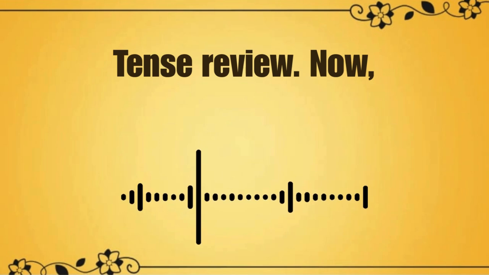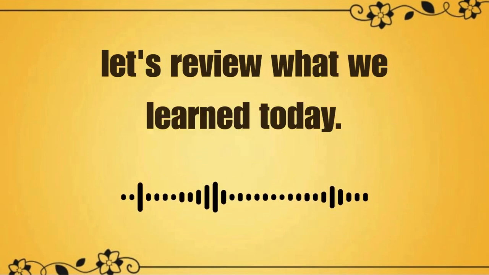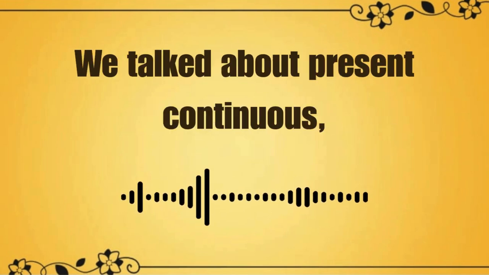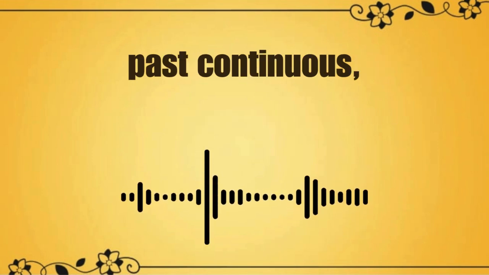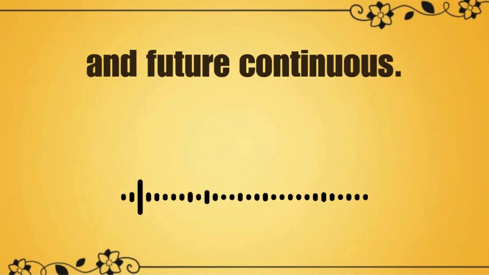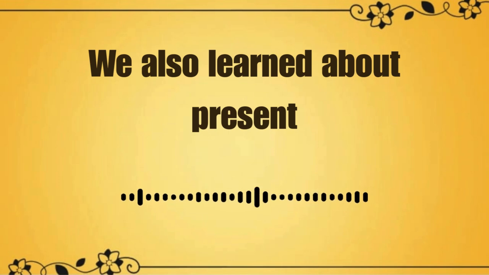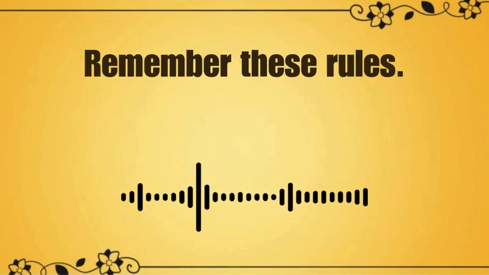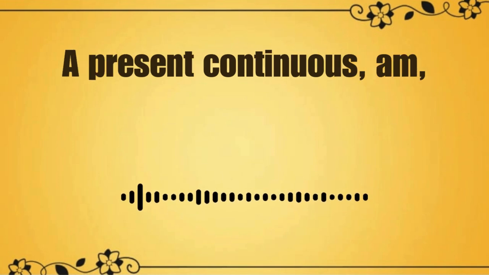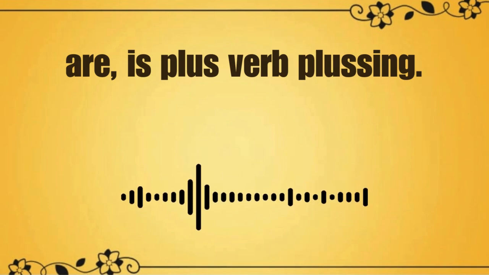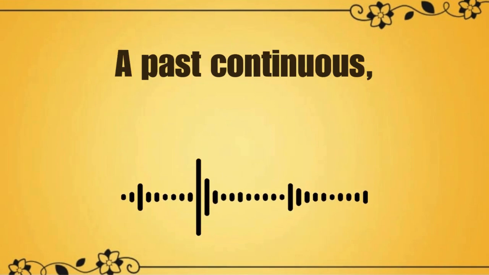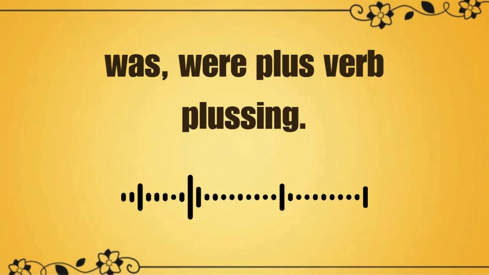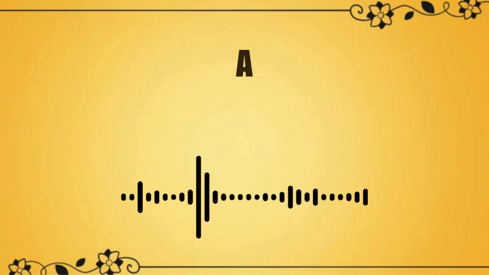Tense review. Now, let's review what we learned today. We talked about present continuous, past continuous, and future continuous. We also learned about present perfect, past perfect, and future perfect. Remember these rules. Present continuous: are, is plus verb plus ing. Past continuous: was, were plus verb plus ing.